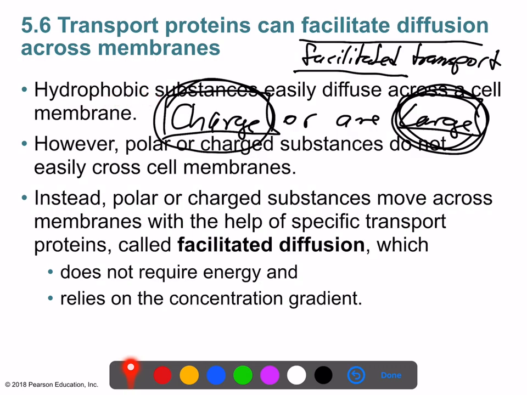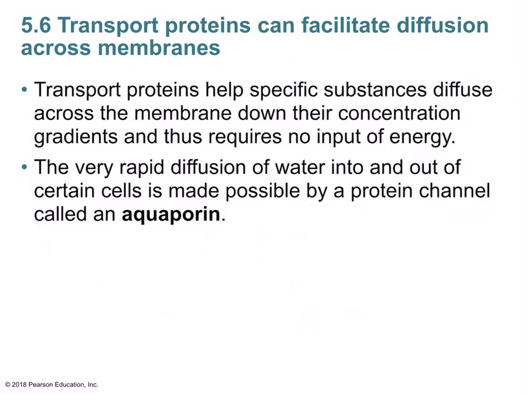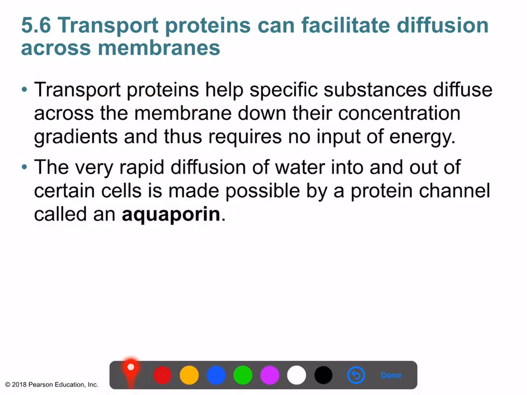So if you're hydrophobic, those can get through a membrane easily. But if you have a charge, or if you're very large, you're not going to be able to get through. In those cases, we need to employ something called facilitated diffusion. Again, because it's diffusion, it does not require energy, and it relies on substances moving from high concentration to low. Okay, so in facilitated diffusion, we're going to need transport proteins. One example will be an aquaporin. I'll show you a little of that in a second.